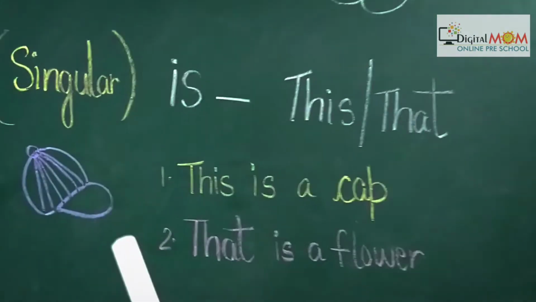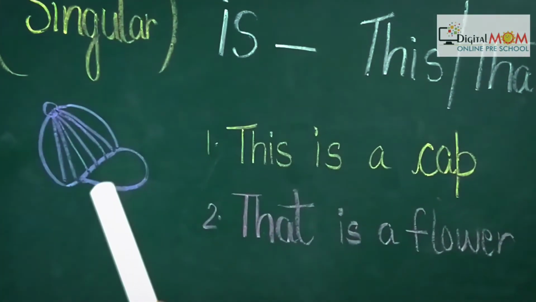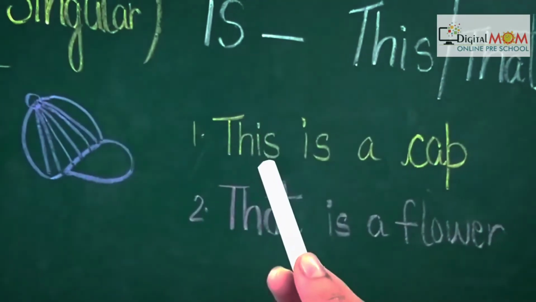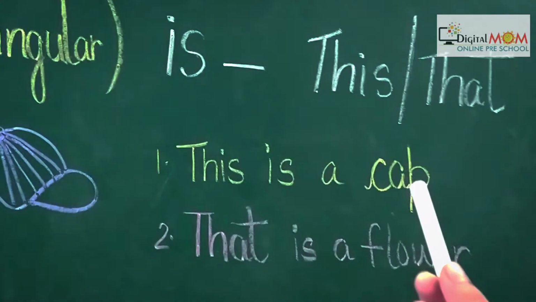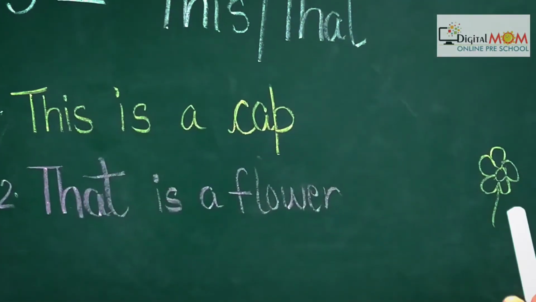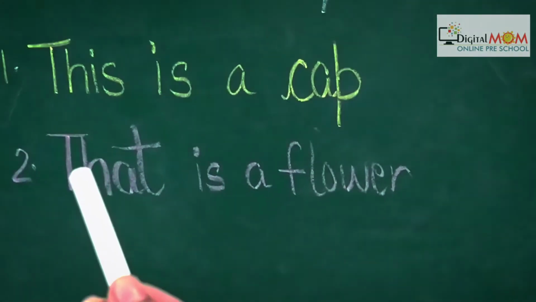Like here, this is a picture of what? Right, this is a cap. So you will write the sentence, this is a cap. Now here, what is this? Flower. What sentence will you frame?